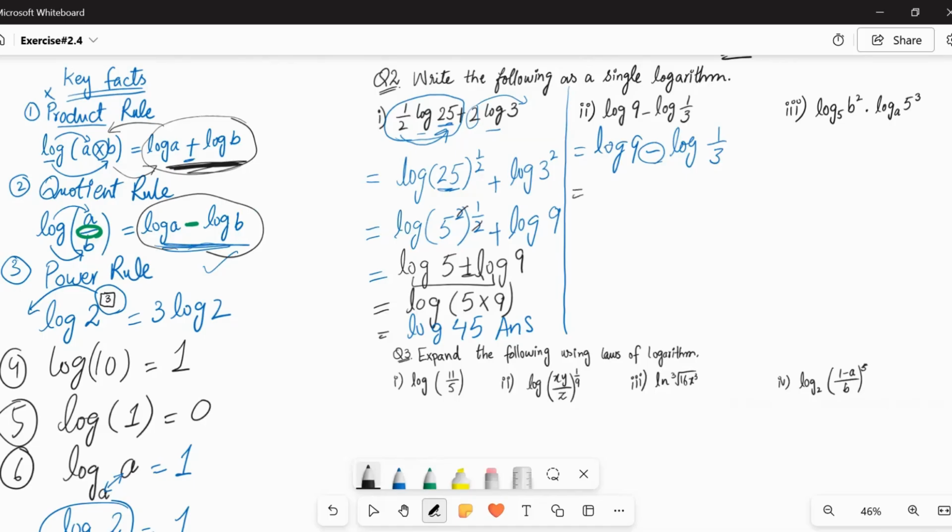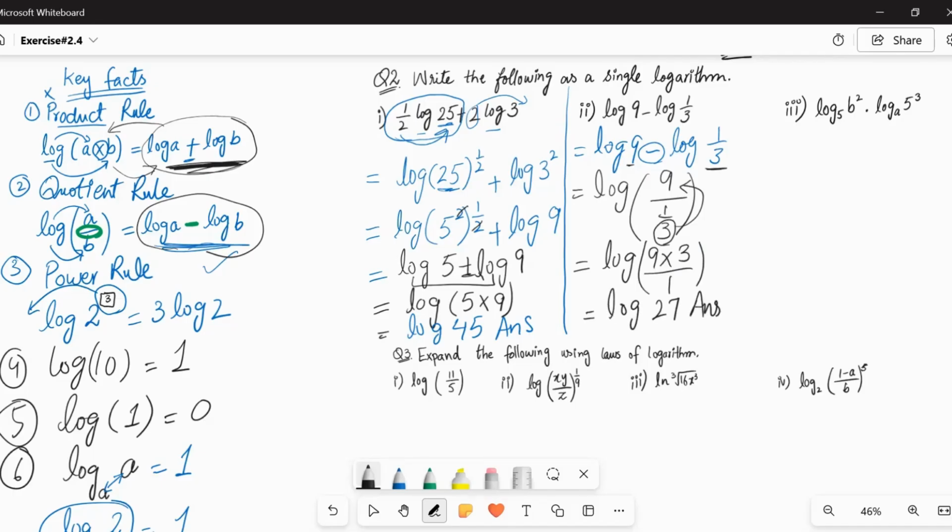So you will write it like this: log एक दफा, and the first value would be your numerator, and the second value will become your denominator or divide का symbol, right? Now these three will multiply. Log 9 multiplied by 3 divided by 1, and log 9 multiplied by 3 is 27. 27 divided by 1 is 27. So this is your answer for part 2.